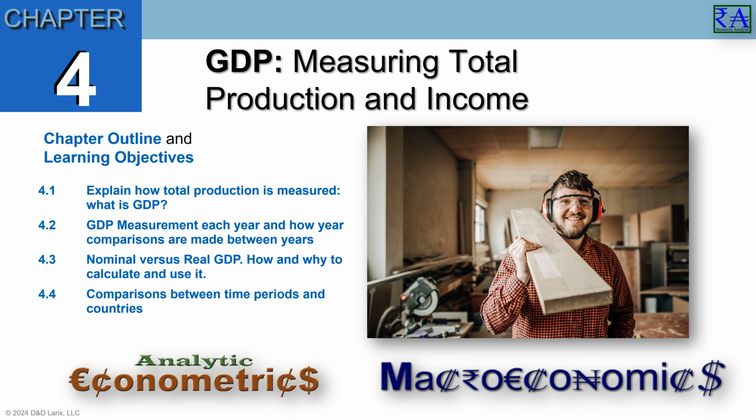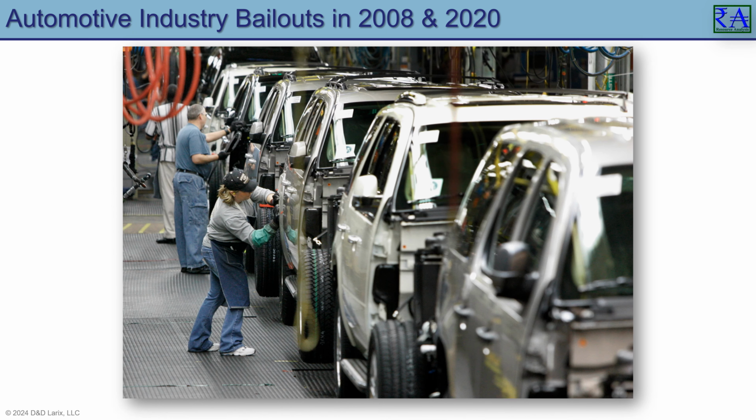Let's dive into the fascinating world of GDP, starting with real-world examples like the Great Recession and the COVID-19 recession to see these concepts in action. In the past 2 decades, the U.S. economy has faced significant challenges, most notably the Great Recession of 2008 and the COVID-19 recession of 2020. The Great Recession, triggered by a financial crisis, led to a severe downturn in economic activity.